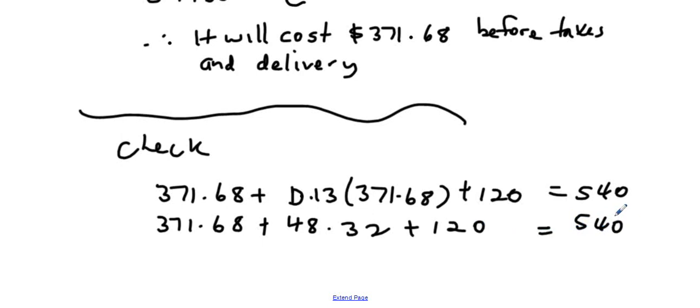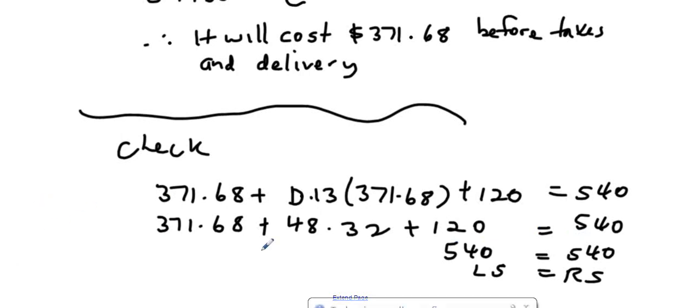So 371.68 plus 48.32 plus 120. Yeah, that's $540. So left side equals right side. So you don't have to do the check, but it's helpful if you're not quite sure if you've done the question correctly or not. Okay, that is it for the lesson.